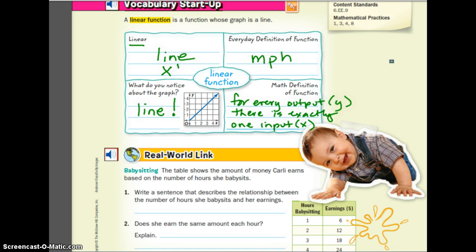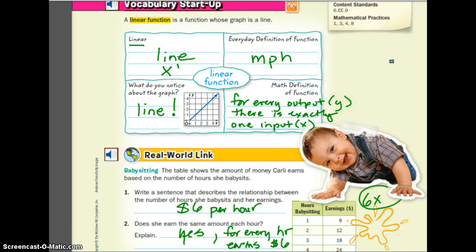Okay, in the real world, a babysitting table shows the money Carly earns. So write a sentence that describes the relationship between the number of hours she sits and her earnings. So she makes $6 per hour. Does she earn the same amount? Yes. For every hour, she earns $6. So if I were to write that as a function, that would be 6x.